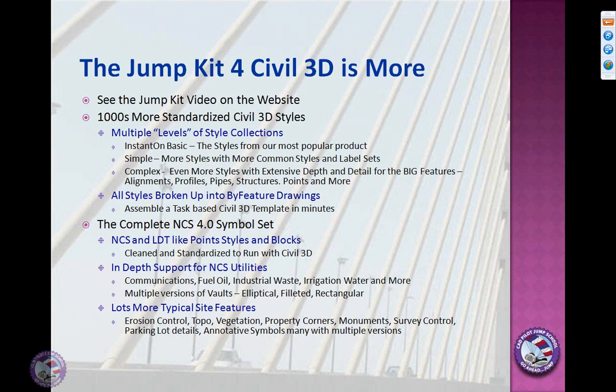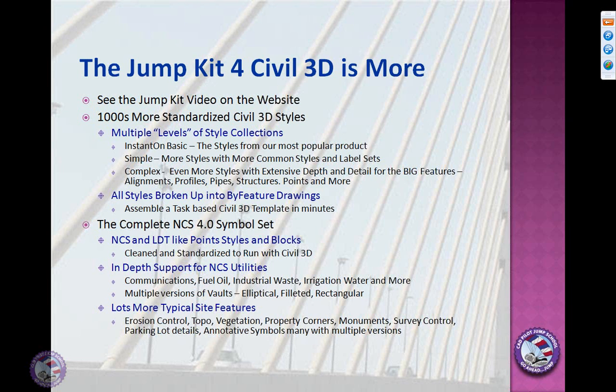The jump kit: if it's not in there, it's in the jump kit. The release 12 release will have about 5,000 styles collected into nice, reasonable piles so that you can figure out what's in there and chew it all up. Like we said, there are profile view styles and section view styles by the hundreds, and they're all broken up into nice by-feature drawings. So if I'm looking for something that has to do with profile views, that's pretty easy to find inside the jump kit and plunk into your template, or a drawing for that matter.